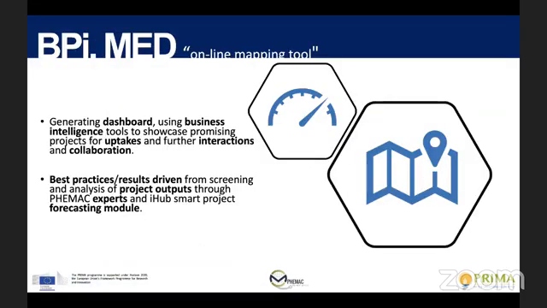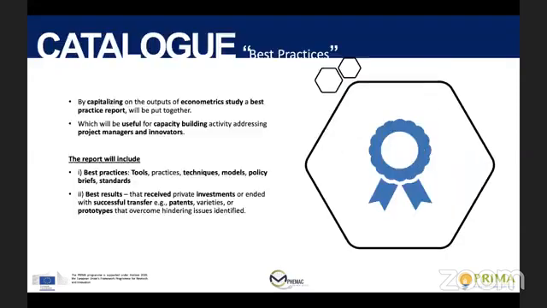The BBI map, or the dashboard, is actually an online mapping tool. It's a set again of business intelligence tools to showcase promising projects and interaction and collaboration in the form of dashboards. It highlights the best practices, and it's indeed result driven for the project outputs, and it actually highlights the projects from the feedback from the FEMAC experts, Dr. Nadim's team, and the IHAP smart project forecasting module that is based on the PIPA and the econometrics model.